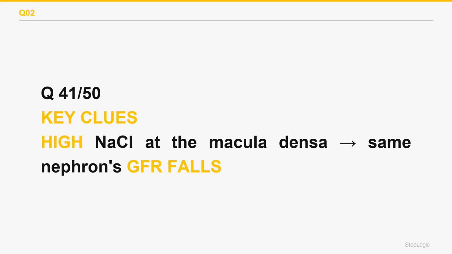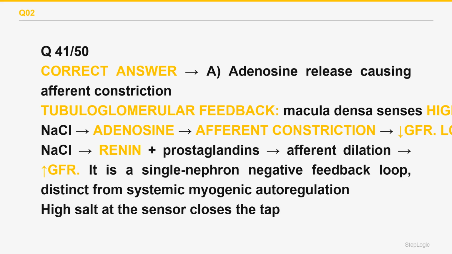The opposite signal, low sodium chloride delivery, triggers renin release from the juxtaglomerular cells and prostaglandin-mediated afferent dilation to restore filtration. The correct answer is A. Choices B and C describe the opposite arm of the same system, which is why they are plausible, but directionally wrong here. Renin and prostaglandin release are the response to low delivery, not high.